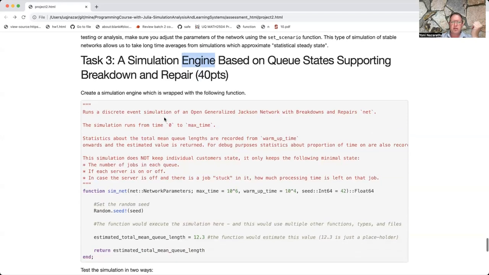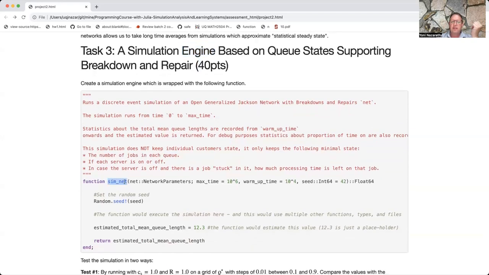So create the simulation engine, and you're going to have some function simnet, which is your engine. You're going to give it its network. You're going to give it a max time, that's up until when to simulate. You're going to give it some warm-up time. Warm-up time means that you simulate, but you don't record statistics up until this time. You're going to get some seed, and this thing is just going to return the estimated queue length.